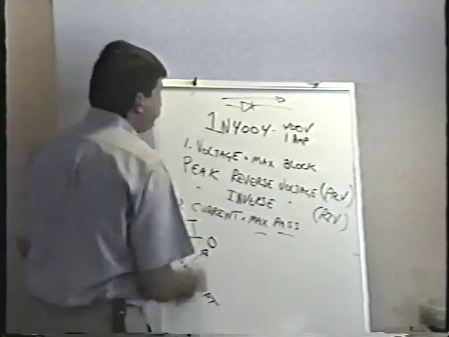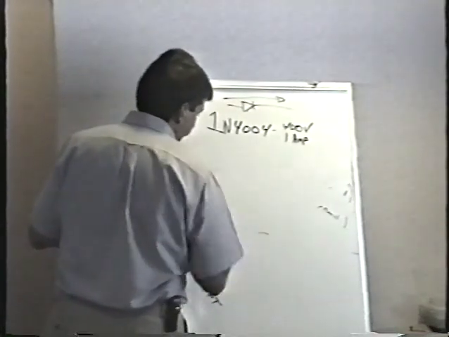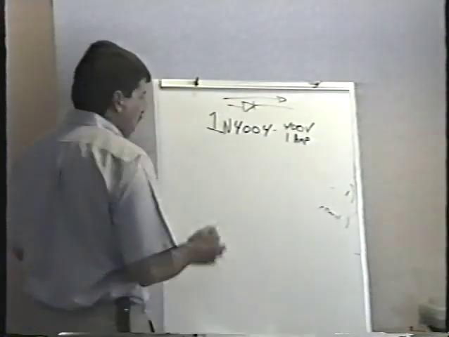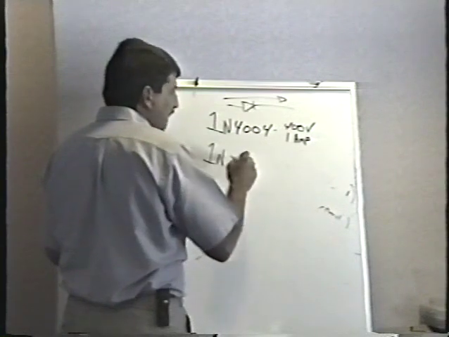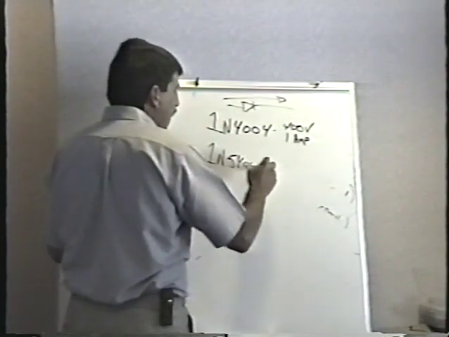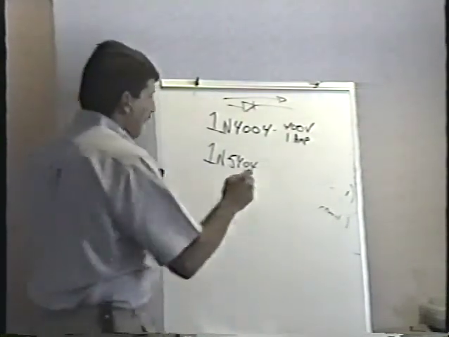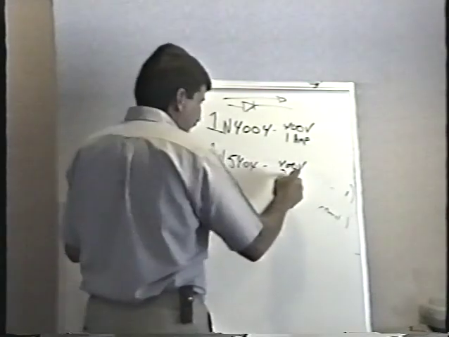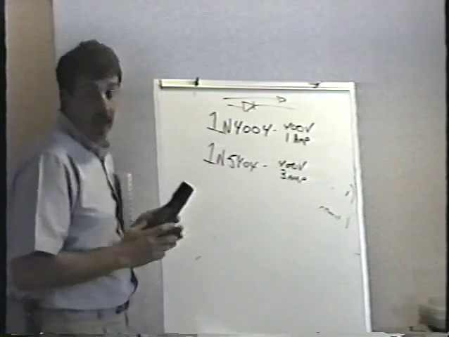Let's take a look at the other diode, the big diode I gave you. What's the part number on that thing? 1N5404, correct. 1N, and again, it is a 1 and not an I, 5404. What's the voltage rating of this guy? It's also 400 volts, and the current rating? 3 amps.